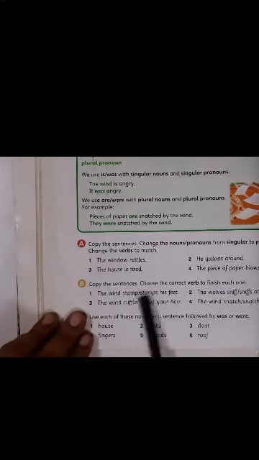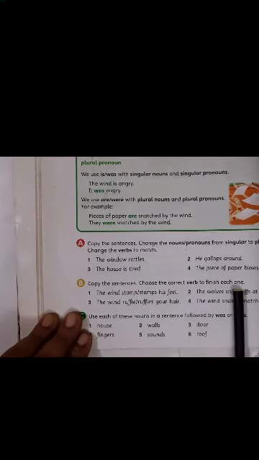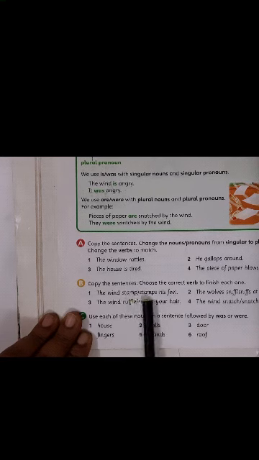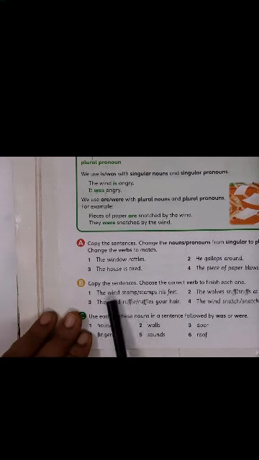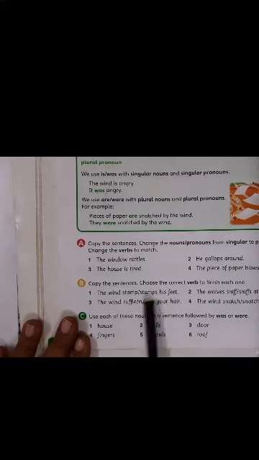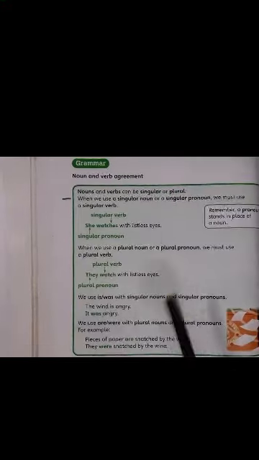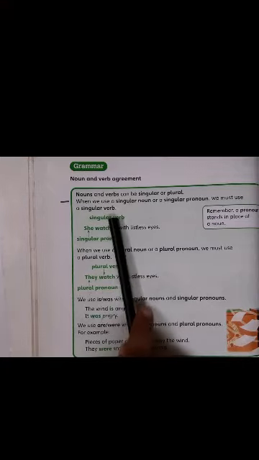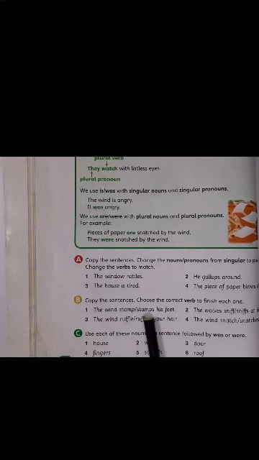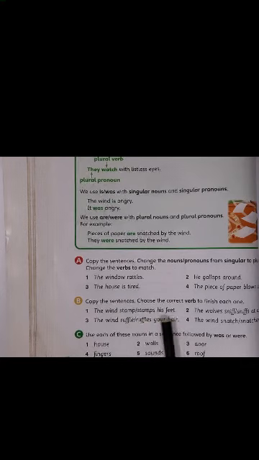Similarly, you will do the next one. Choose the correct verb to finish each one. The wind stamps his feet. Now they have given us 2 verbs. So before choosing the verb, first look at your noun or pronoun. Over here, children, it is what? Singular. We have the rule, no, children? A singular noun or singular pronoun must take a singular verb. And as I told you, singular verbs take S. So the wind stamps his feet.